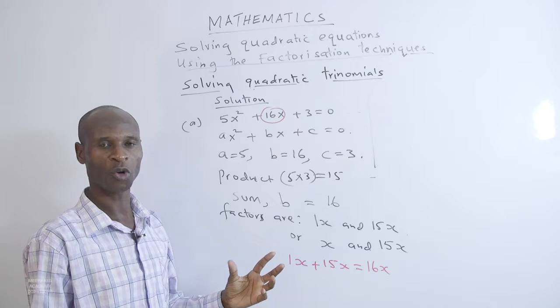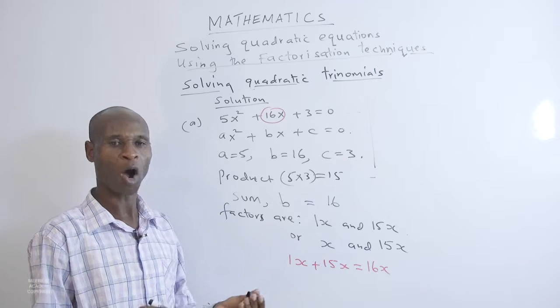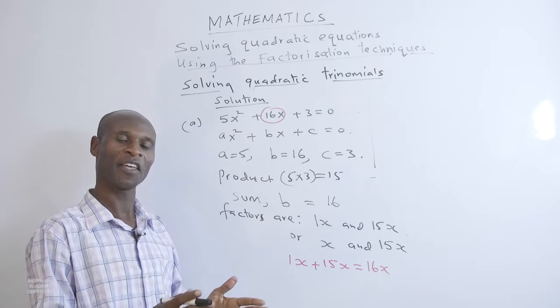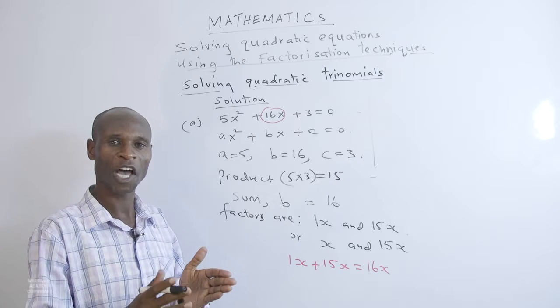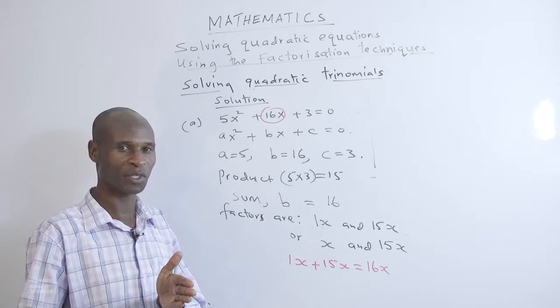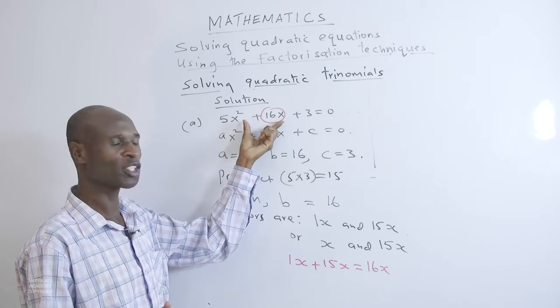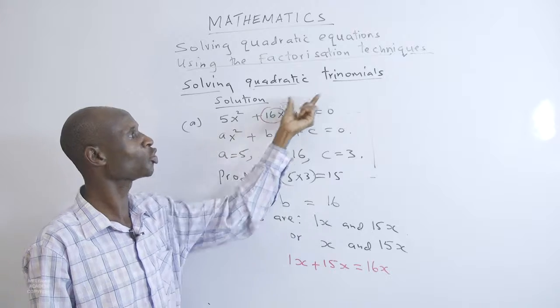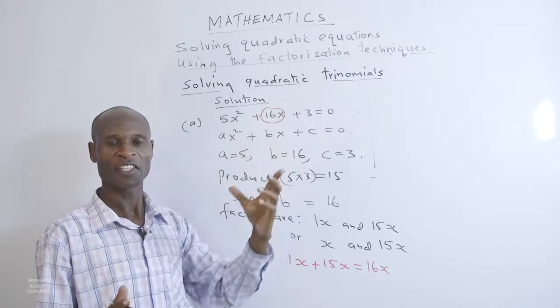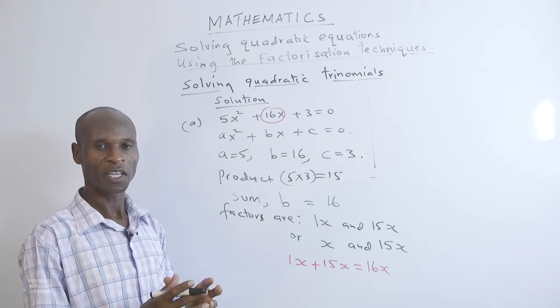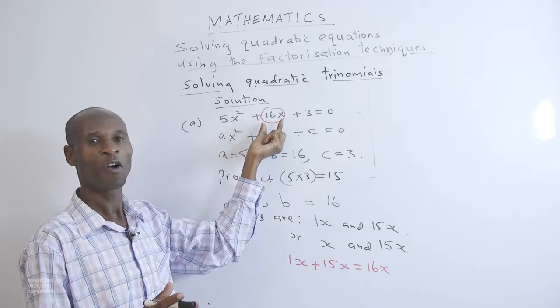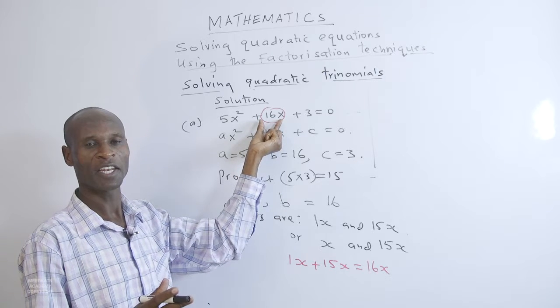Because you can only factorize when you have an even number of terms. That is, either there are 2 terms, or 4 terms, or 6 terms. But the question has only 3 terms. That's why it's called a trinomial. There is need for us to make the number of terms 4 by splitting this linear term.